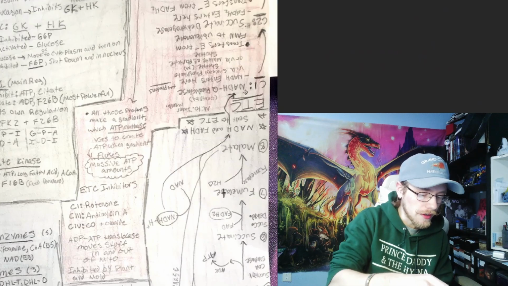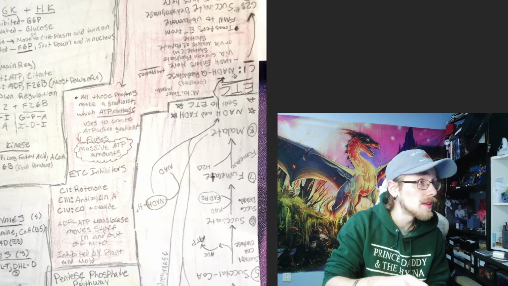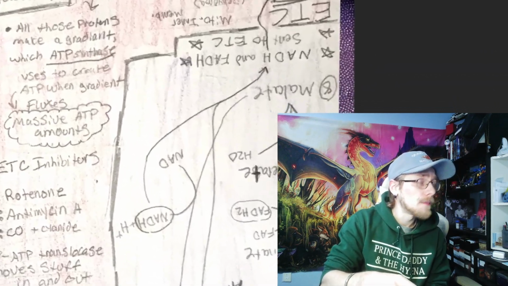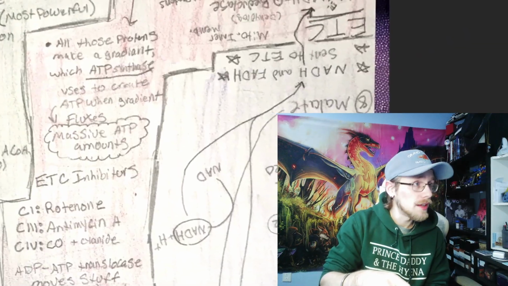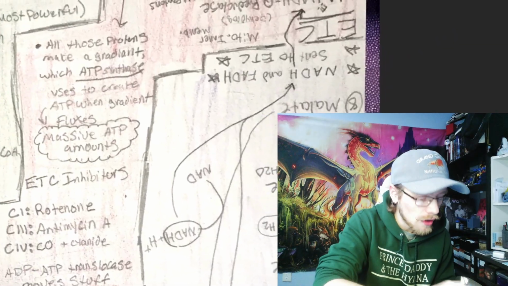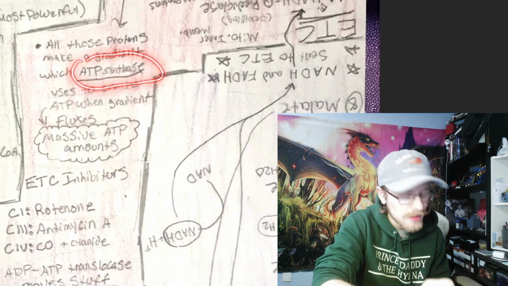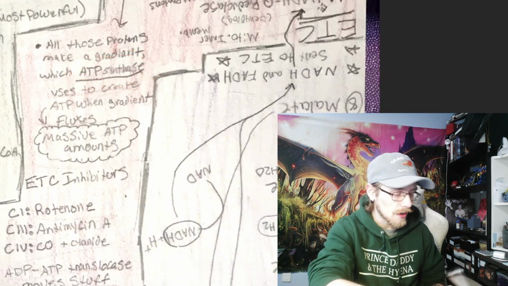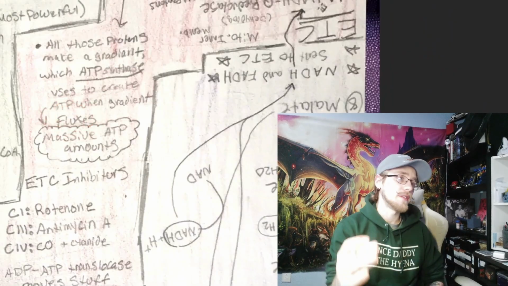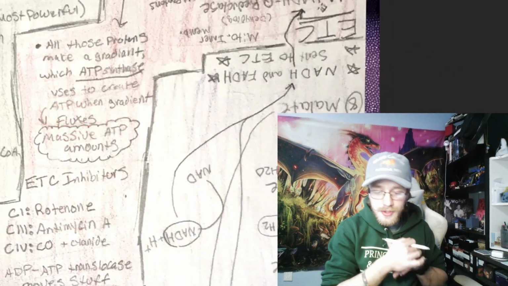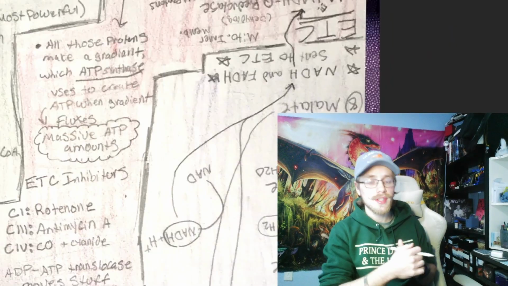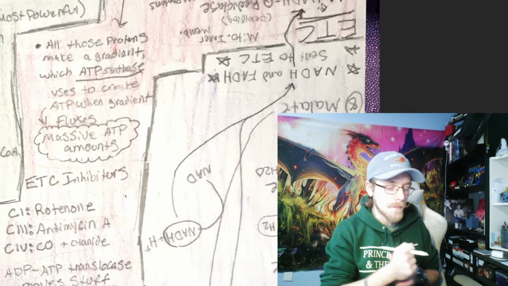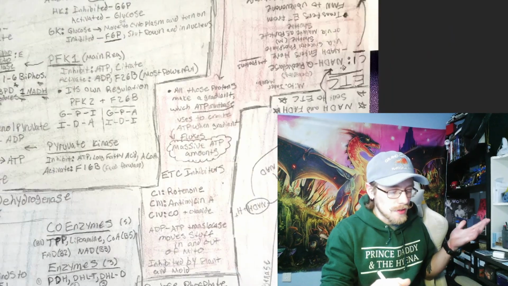So now if we look here, all the protons that were generated cause a gradient, which uses an enzyme, ATP synthase, and when that enzyme uses that gradient and causes it to flux, we get a massive amount of ATP. That's where we generate just boatloads of our energy. This is where all of the ATP comes from. It's pretty cool.